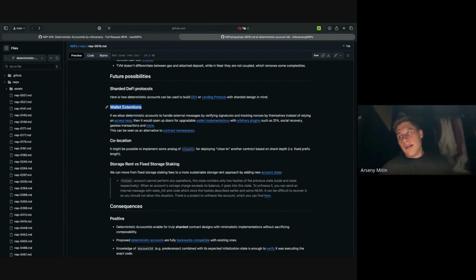But this will be achievable from day one, except for paying for gas. You will need some relayer so that you can sign. If we approve this proposal, NEP 616, you'll be able to write this smart contract, deploy it globally, then deploy per-user wallets that use this globally deployed smart contract.